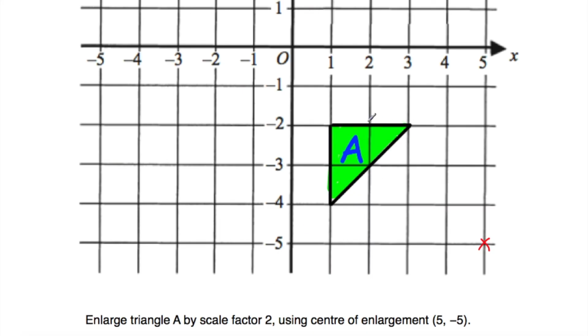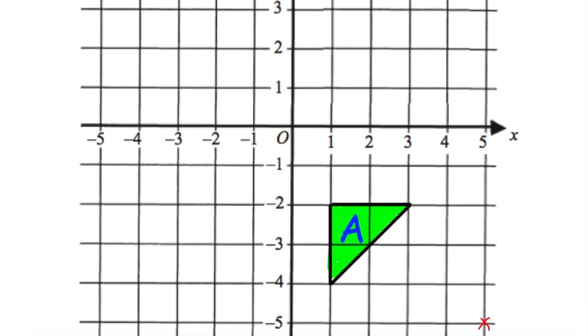So that means that the sides are going to become 2 times bigger, but it's also going to be twice as far away from the centre of enlargement. So let's find out where it'll be. So if we start off with the bottom point here. To get from the centre of enlargement to this point, we would go 1, 2, 3, 4 to the left and 1 up. So we're going to double that. So it'll be 8 to the left and 2 up. So 8 to the left, 1, 2, 3, 4, 5, 6, 7, 8, and then 2 up, 1, 2. So that would be there.